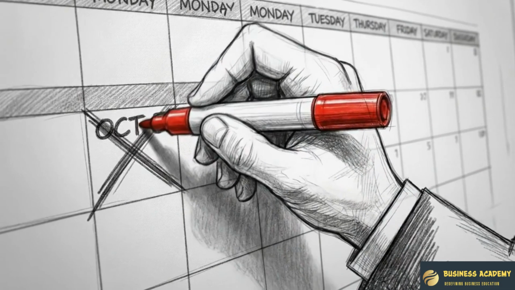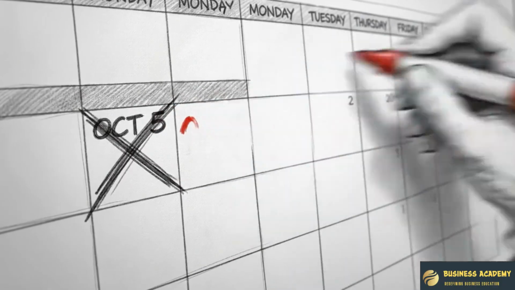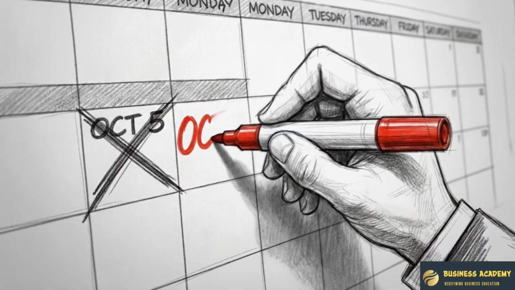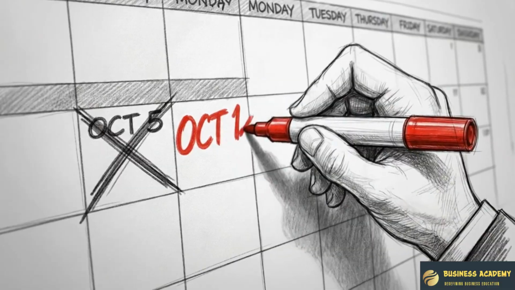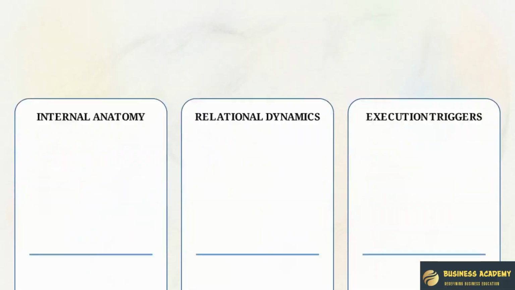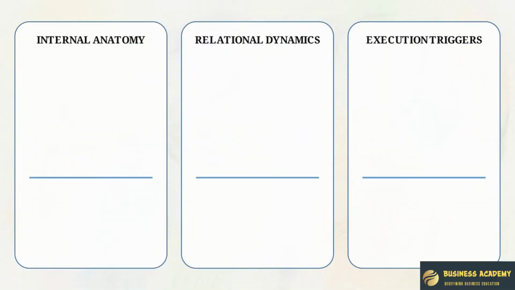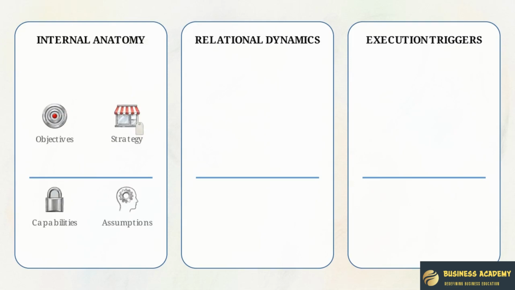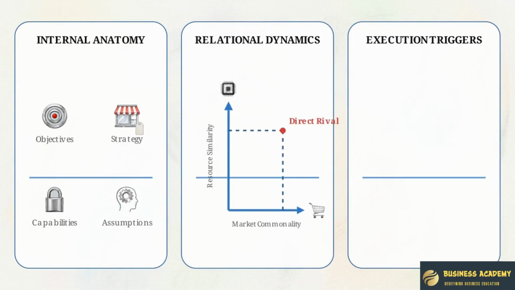Effective competitive intelligence functions as a predictive model of what a rival will do next, moving beyond the static reports of historical profiling. Building that predictive model requires 3 specific steps: dissecting the internal anatomy of a specific rival, mapping the relational dynamics of the market, and identifying the exact triggers that force a competitor to act.